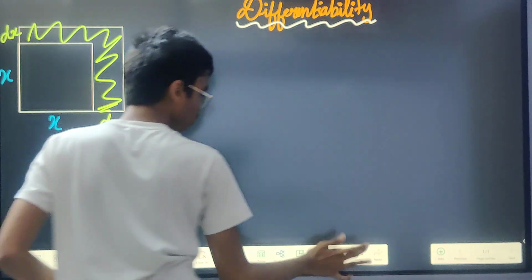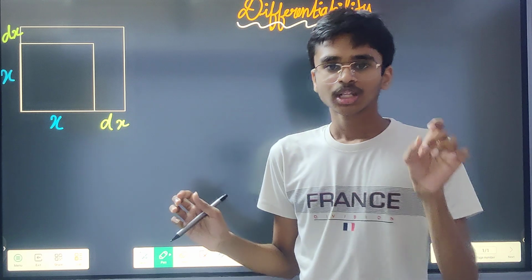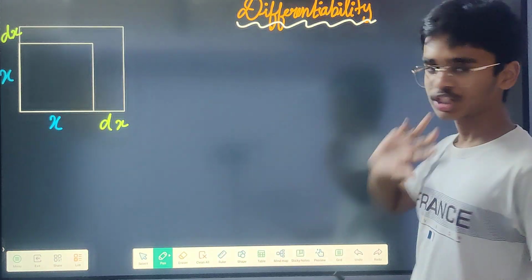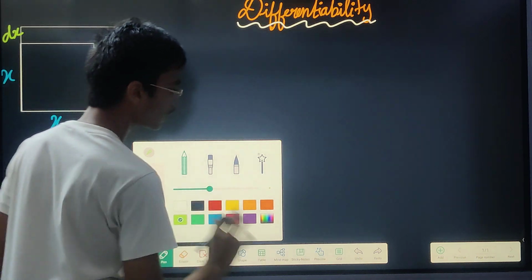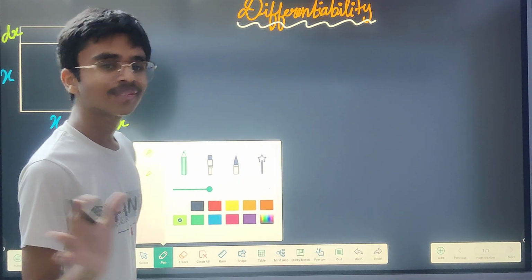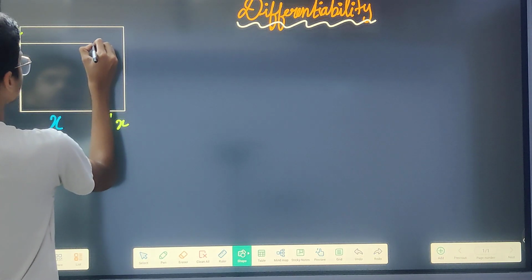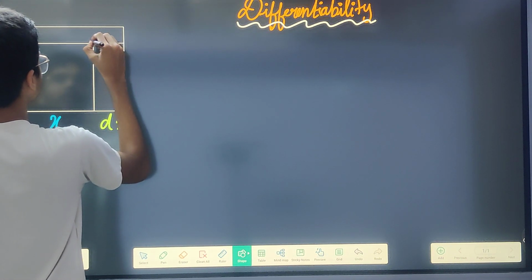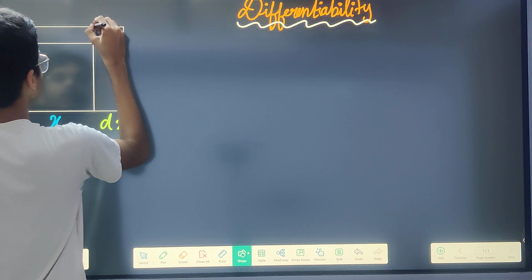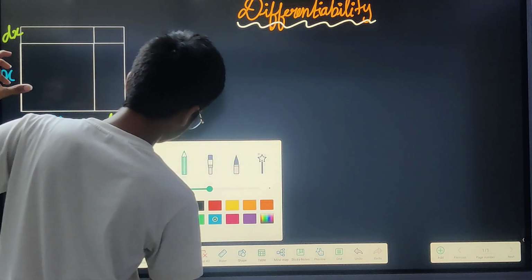So how can you do it? There are some ways. Now I'm going to consider one way, and that is the best way in order to understand differentiation or differentiability. Now what we are doing is, first we will be cross-sectioning it into different parts, like this. Now we will go into its area.